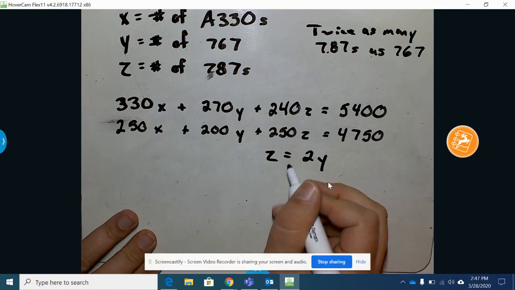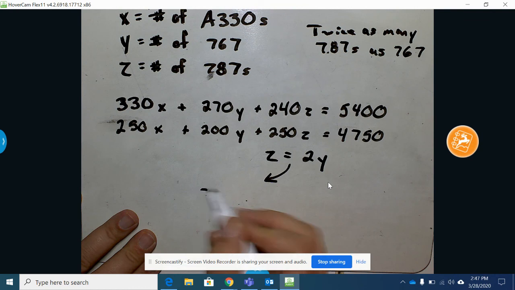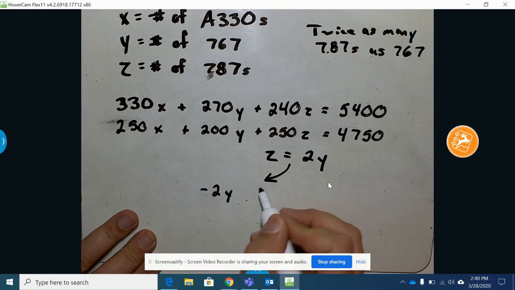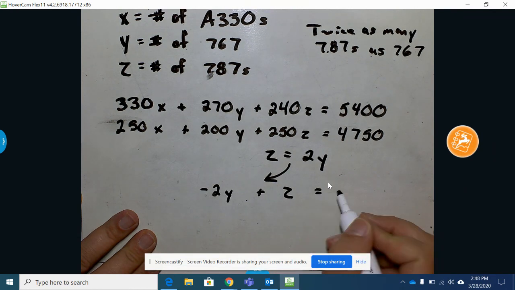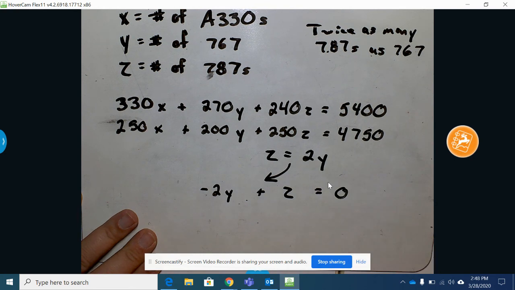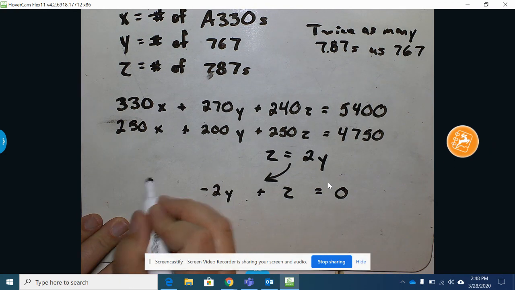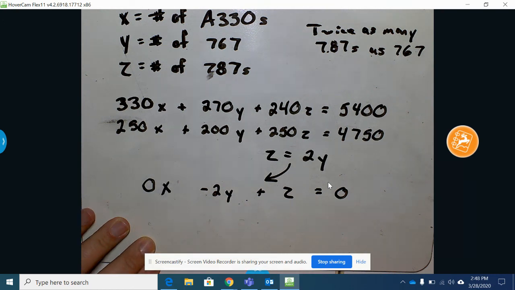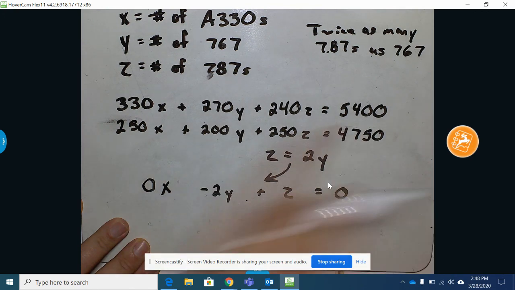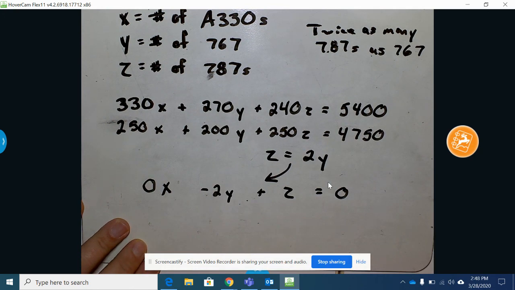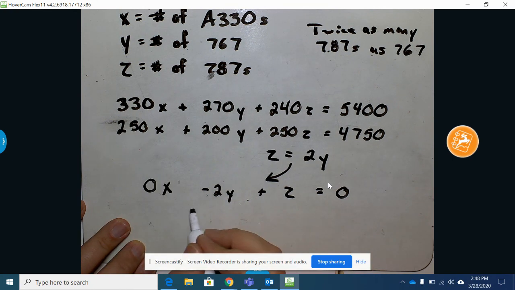So I can actually take this and make it look like negative 2Y plus Z would equal 0. But I don't have an X, but I can easily add it in with a 0x. All right, so this is actually my third equation. Now, what is my augmented matrix going to look like of this? Now that I have 3 variables, 3 equations, what is it going to look like?